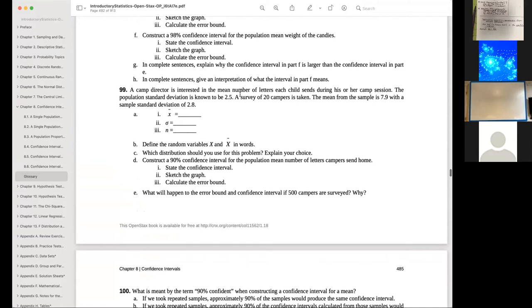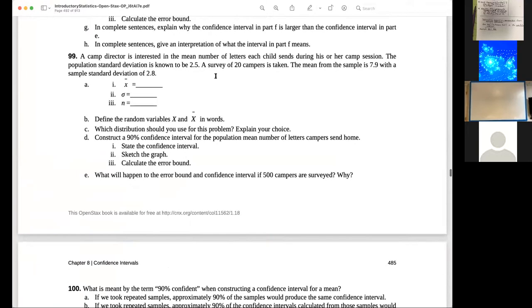I'll just read it with you. It says, a camp director is interested in the mean, that means average, number of letters each child sends home during his or her camp session. The population standard deviation is known to be 2.5. That's a measure of the variation of the whole population. Maybe there's a couple hundred kids at this camp. Maybe it's a large camp. I have no idea what the camp could look like. Maybe there's 1,000 kids at this camp. It's going to be hard to keep track of how many letters each one writes home.